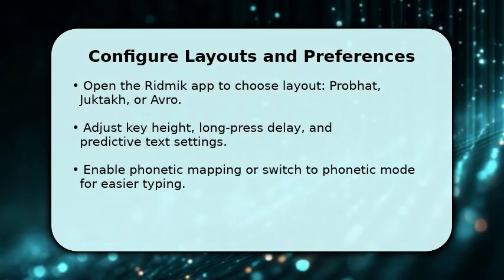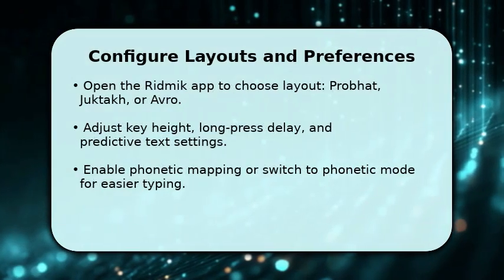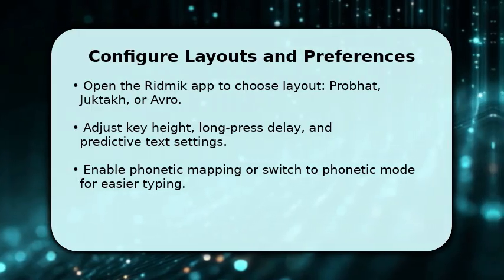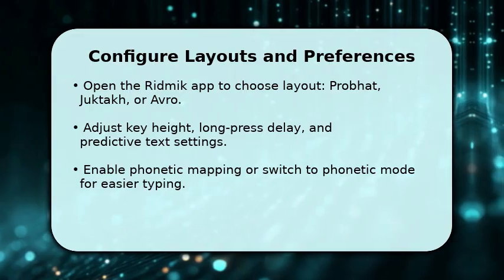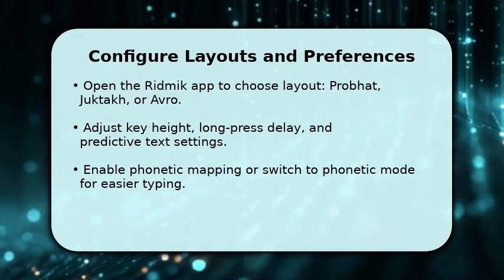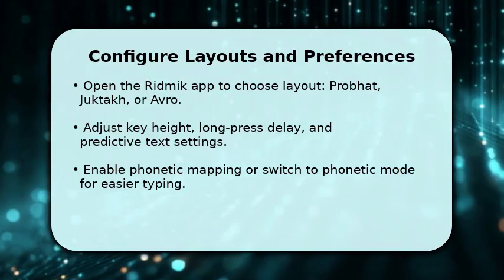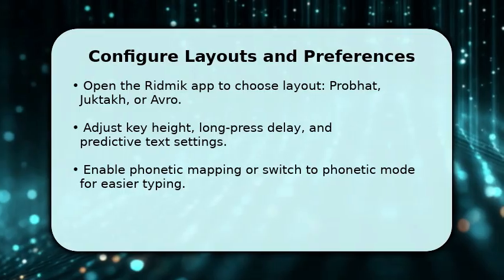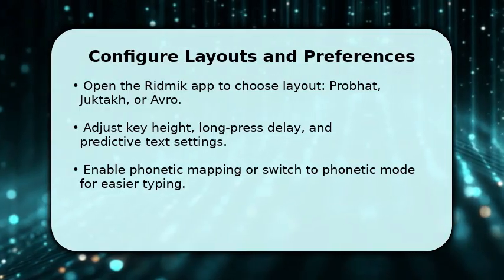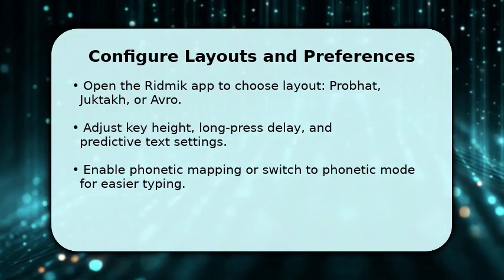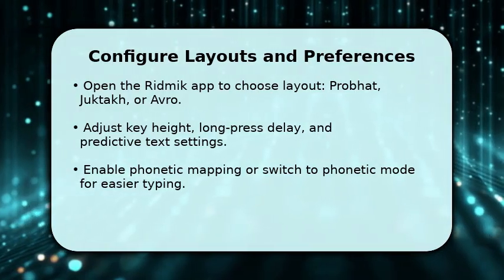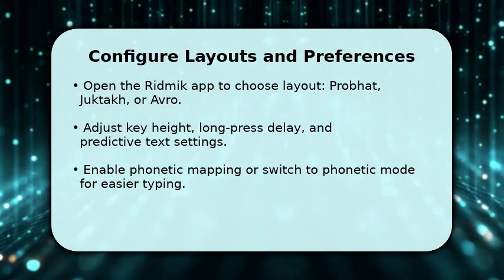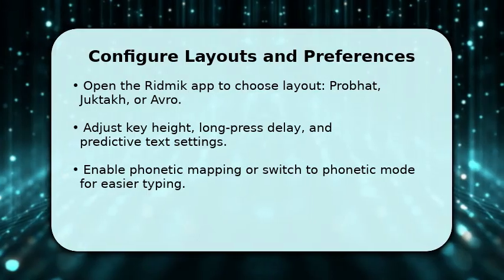You now configure layout and behavior inside the Ridmik app so typing feels natural. Select Prabhat, Juktak, or Avro depending on familiarity. Choose phonetic mapping if you prefer typing Bengali using Roman letters. Then adjust key height, long press delay, and predictive text to match your thumb speed and screen size. Once done, make sure the keyboard language order matches your workflow so switching with the globe key is predictable. This reduces errors and speeds composition.